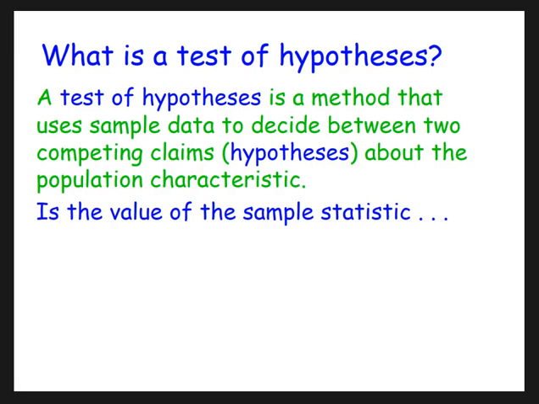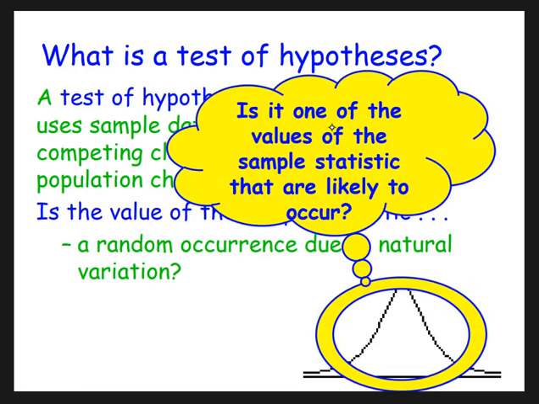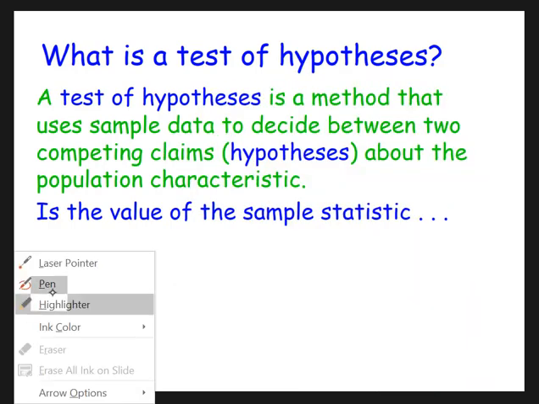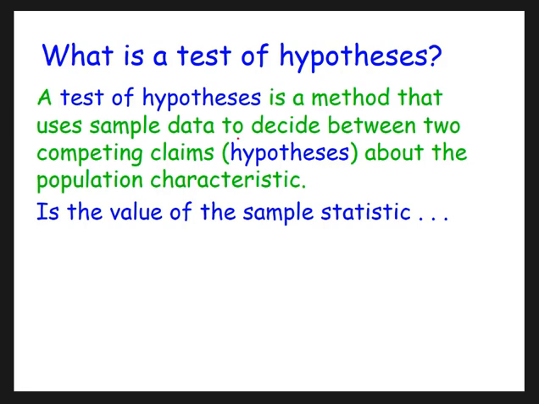So what is the test of hypothesis? A test of hypotheses is a method that uses sample data to decide between two competing claims, these are our hypotheses, about the population characteristic. Now the key is those two competing claims have to be what we would refer to as all-inclusive or complements. They must contain all of the possible results. Either it's greater than this number or it's less than or equal to this number. It can't be anything else.